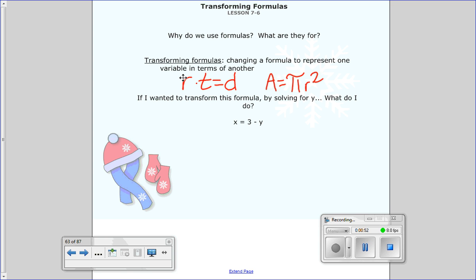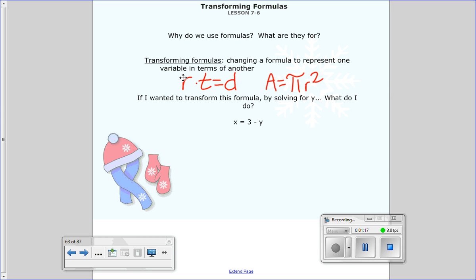Now, when we transform formulas, we're talking about how they change. Just like with transformations, that's all about the change. Like how you can change from a caterpillar, go into a cocoon, and then turn into a beautiful butterfly. Well, in math, we have formulas that change or transform. So when we transform a formula, it changes it to represent one of the variables in it.